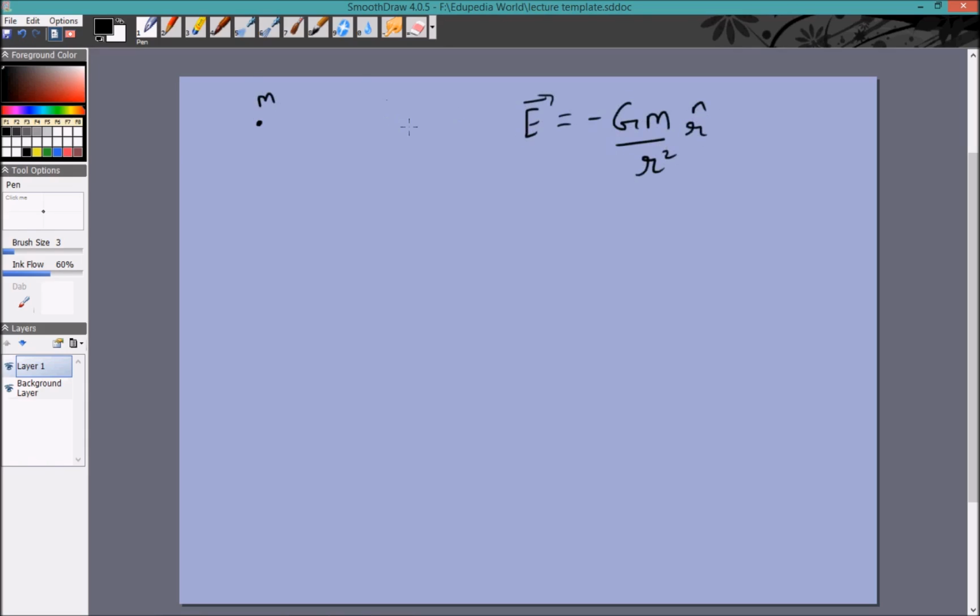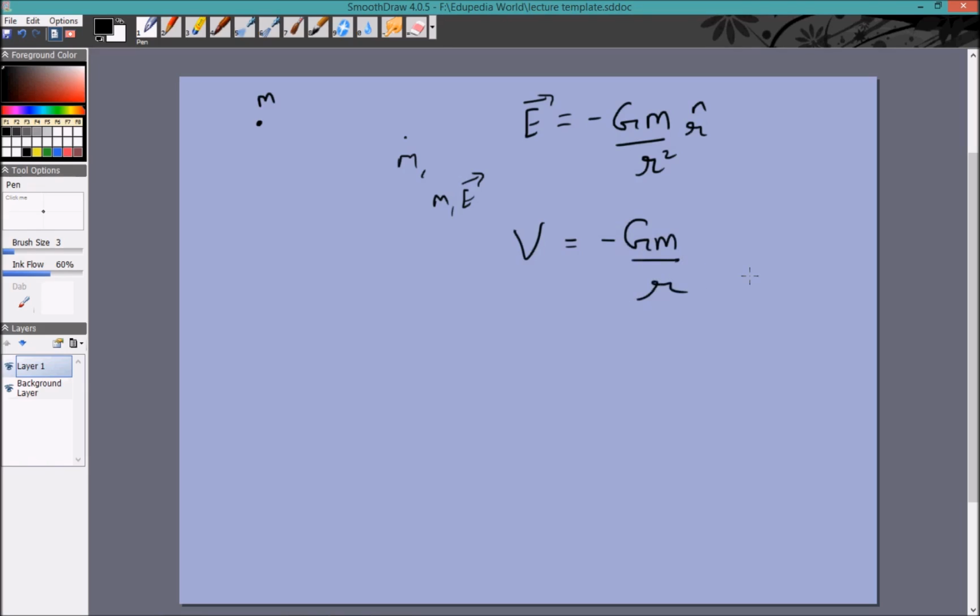That means any particle of any random mass m1 would experience a force of m1 E. As we change m1, m1 E might change, but this quantity E still remains the same. It is only a property of the source. Similarly, the potential would be minus GM by r.